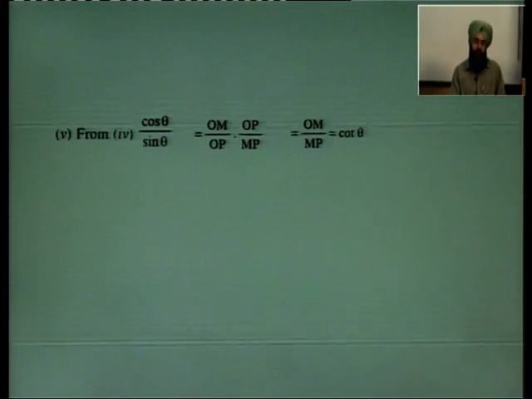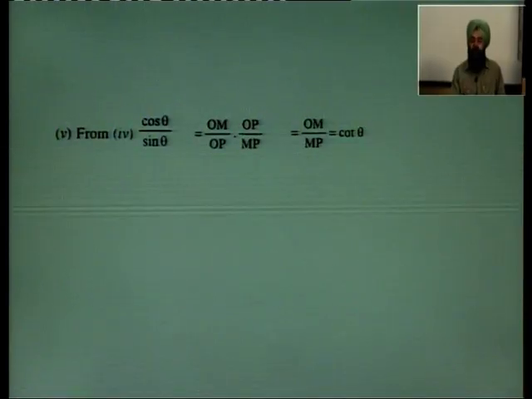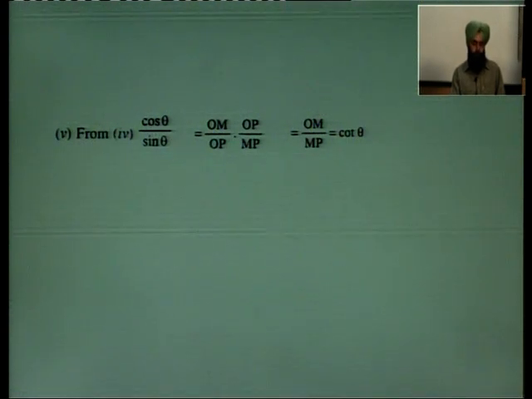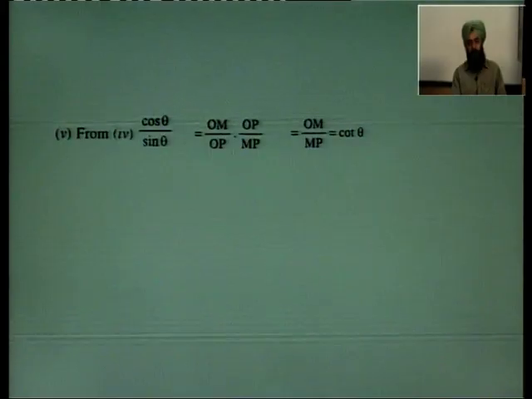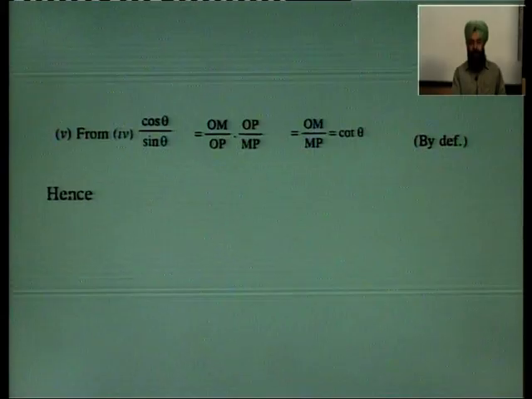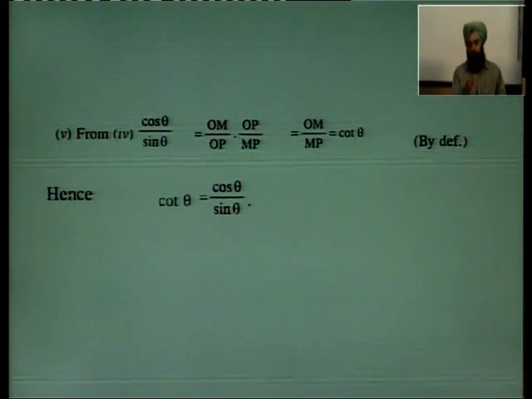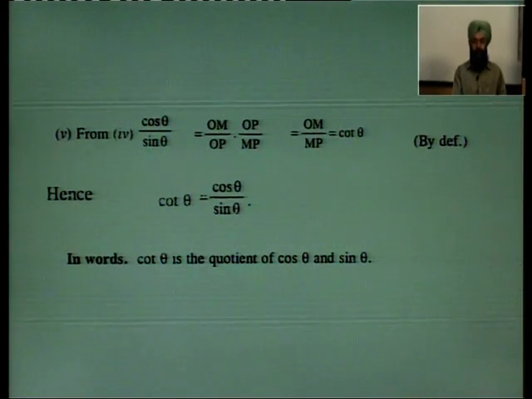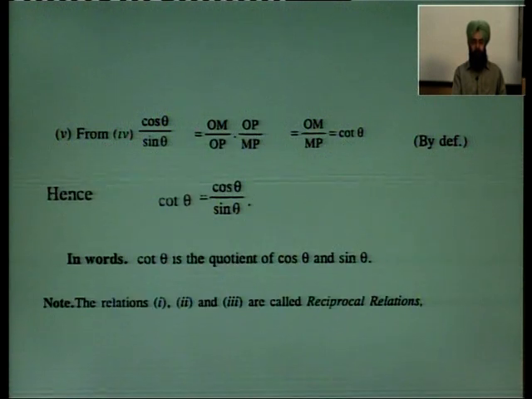So, in the last part we can write sin theta by cos theta by reversing that, that is, we can write cos theta by sin theta. We know that cos theta is OM by OP and sin theta is MP by OP. So, therefore, cos theta by sin theta is equal to OM by MP, which by definition is equal to cotangent of theta. So, cos theta by sin theta is equal to cotangent of theta. In other words, cotangent theta is the quotient of cos theta and sin theta.